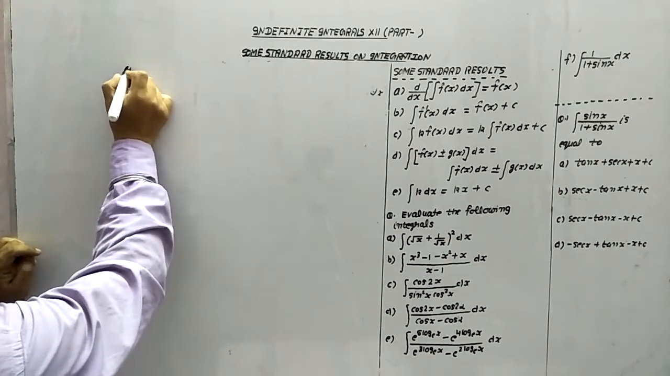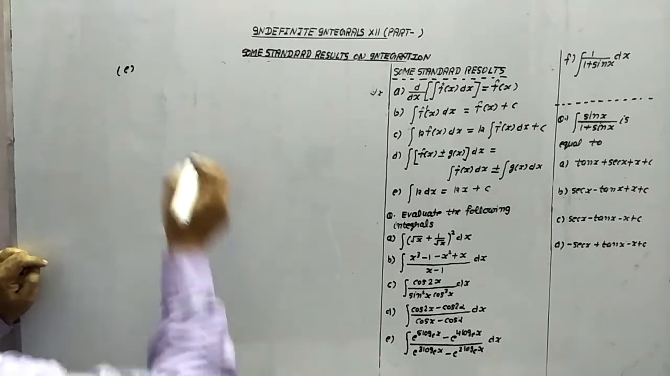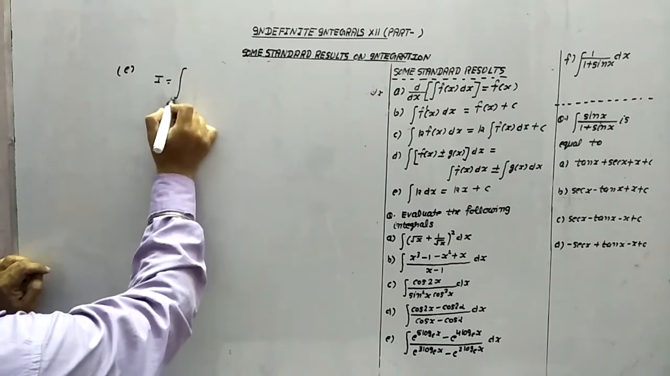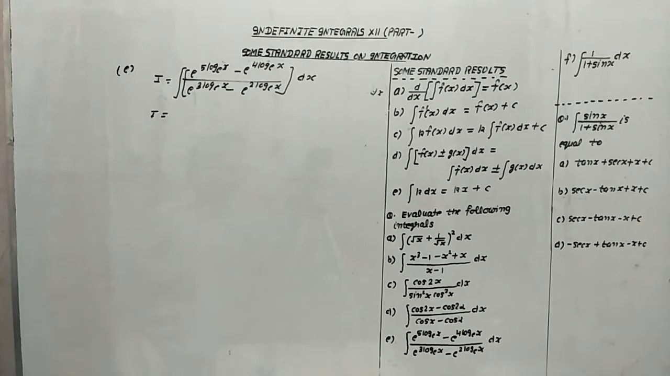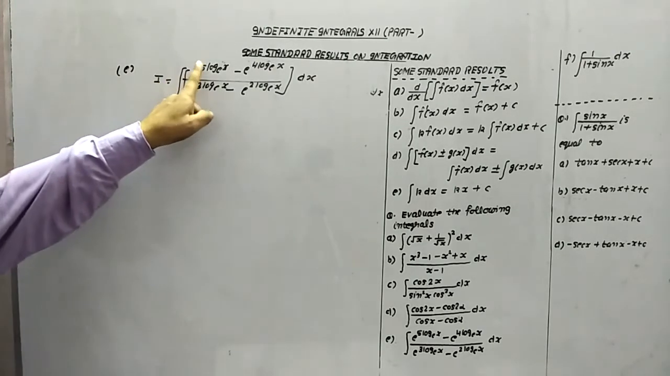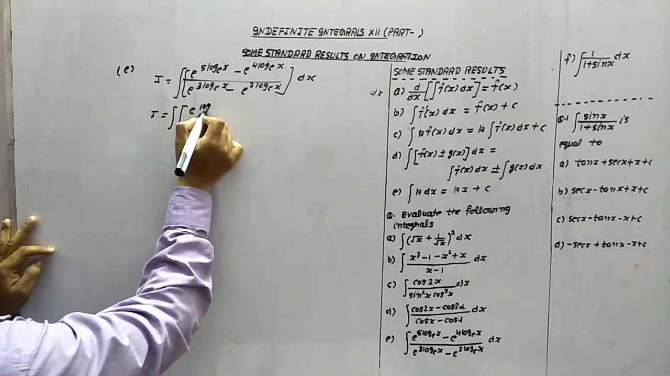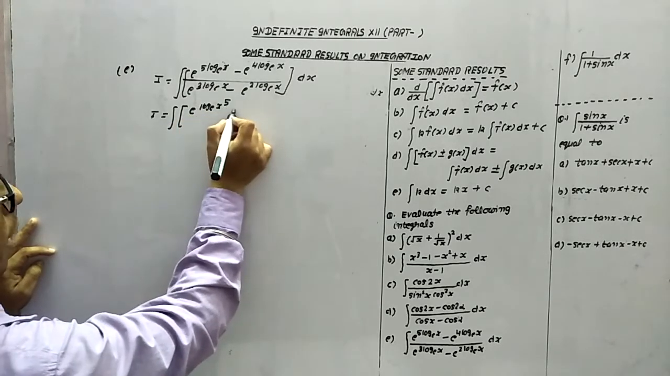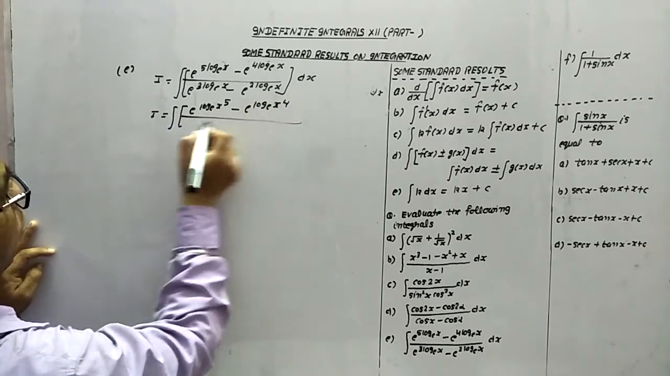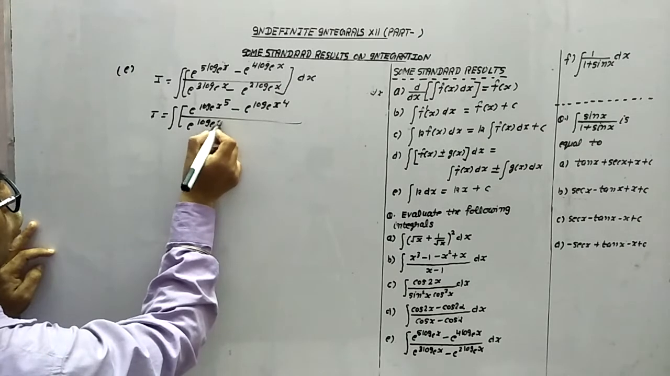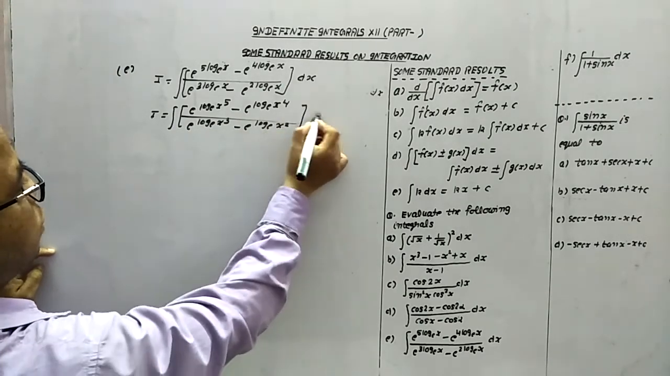Now look at part E. Again, this is very important. We have to find the integration of this. One way is this. Consider this as I. It means this is e raised to power 5 log e x. Now look at this: n log m. So this becomes the integration of e raised to power log e x raised to power 5, minus e raised to power log e x raised to power 4, upon e raised to power log e x cube minus e raised to power log e x square, dx.